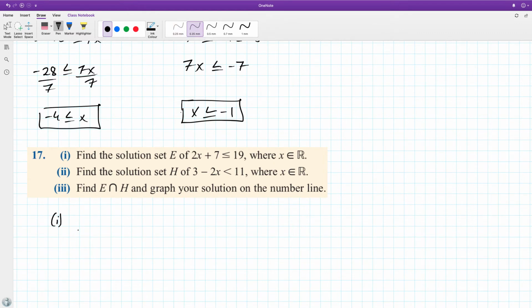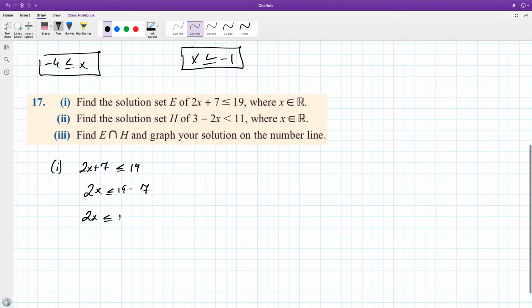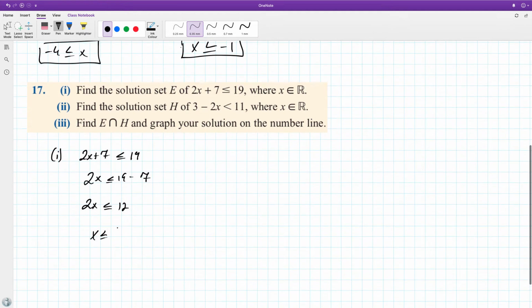Right, let's have a little look at it then. So, 2x plus 7 less than or equal to 19 is 2x less than or equal to 19 minus 7, which is 12. x is less than or equal to 6.